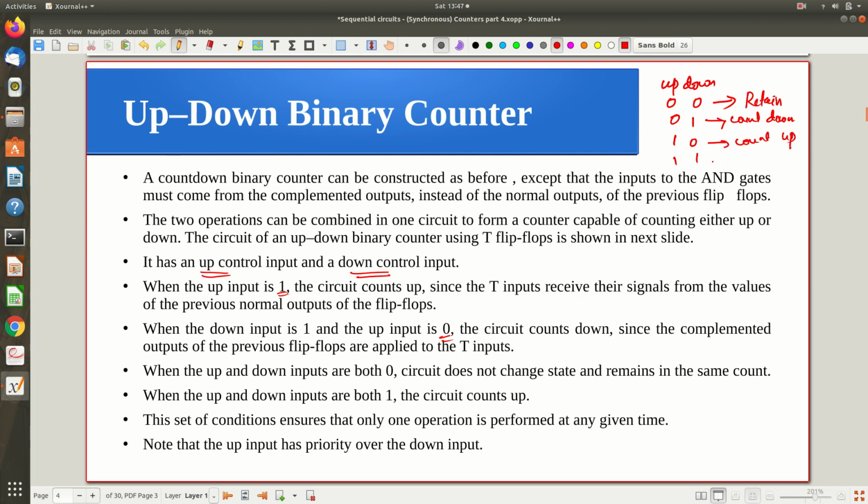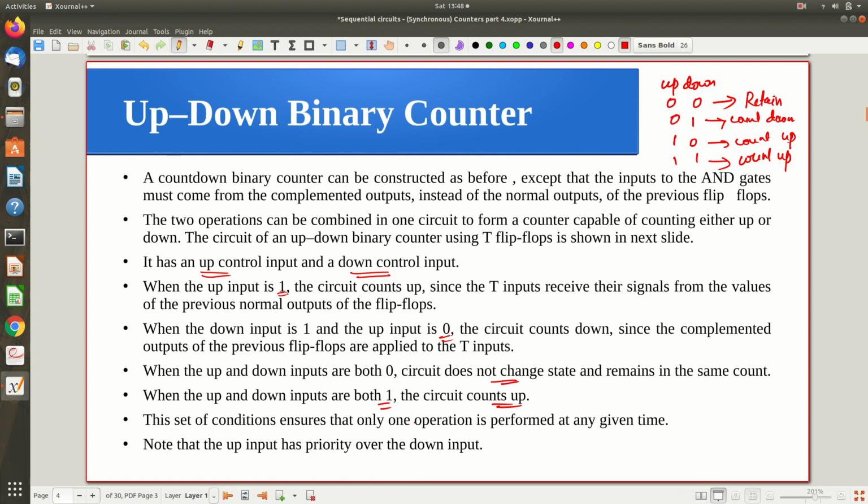Now this is the tricky thing: when someone turns on both, up counting and down counting, it will give a default priority to up counting. So this will also correspond to count up. That is how the circuit is designed. This is something I took from the textbook. We can have alternate designs also, but this is the more general case, right? When up and down both are 0, the circuit does not change state, so it retains the last information it has. When up and down both are 1, the circuit counts up. That means it gives priority to up counting over down counting.